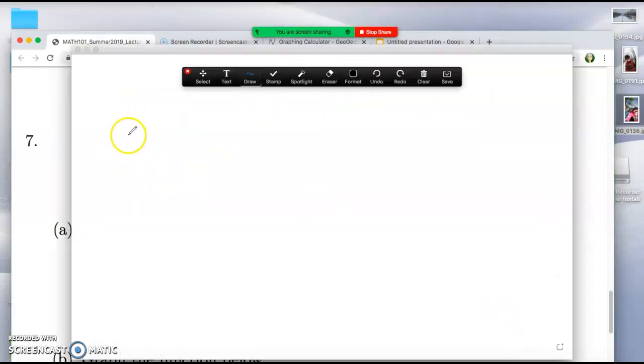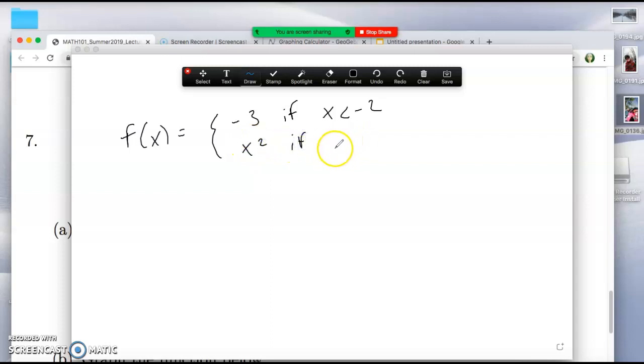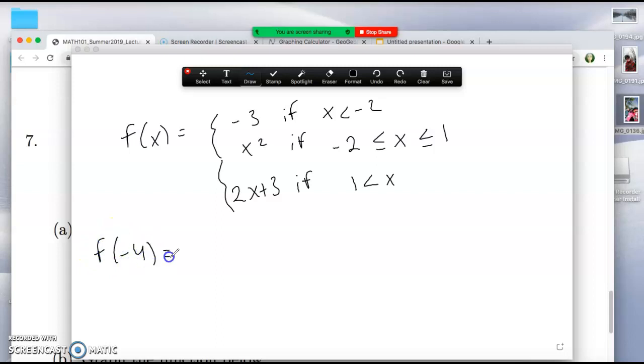Okay, so we have our piecewise function over here, which is -3, can only be used if x is less than -2. Then we have x squared, which can only be used if x is between -2 and 1, and equal to -2 and 1. And then we have 2x plus 3 if x is greater than 1. And then they want us to find f of -4. So which function can I use to evaluate f of -4?